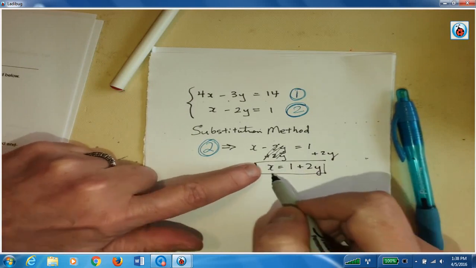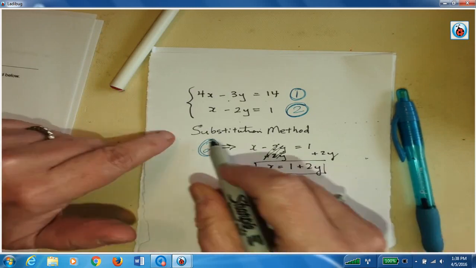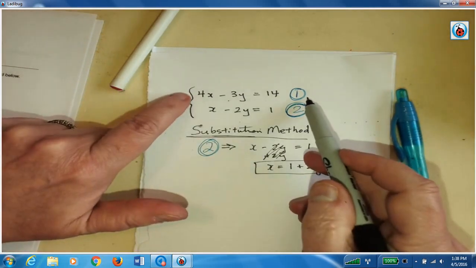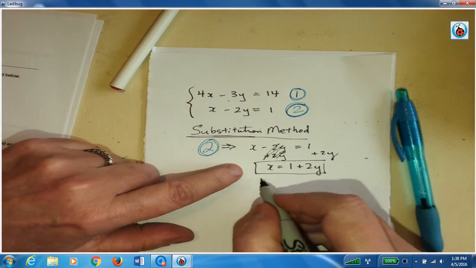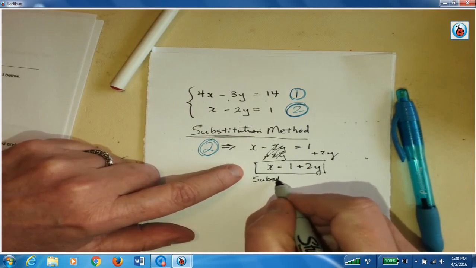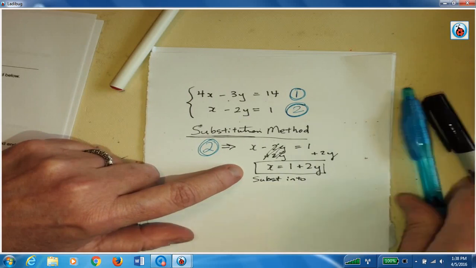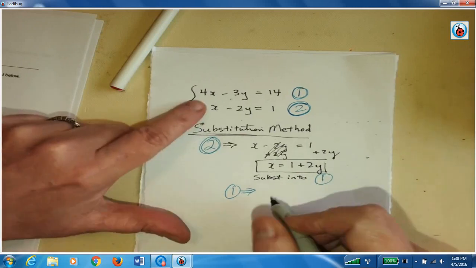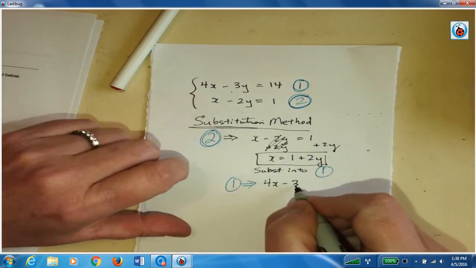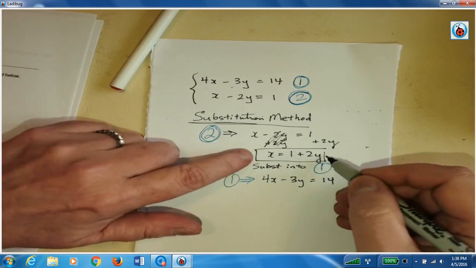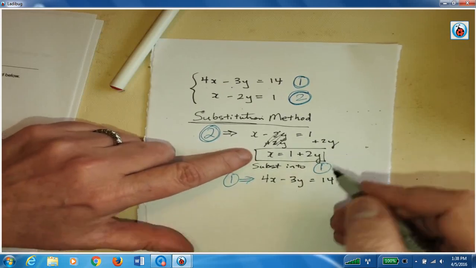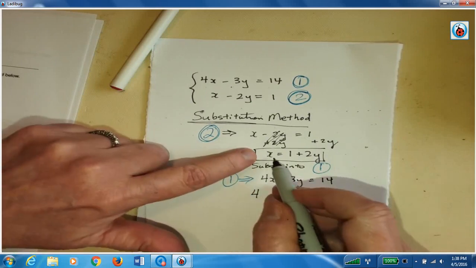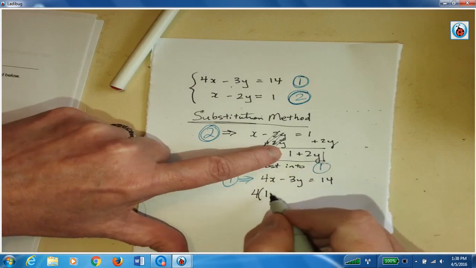And what I'm going to do now is take this and substitute it into the equation that I didn't use. The equation I didn't use was number 1. So I'm going to substitute into equation 1. Equation 1, I'll rewrite it down here, was this. And now I'm going to use what I have in the box and substitute that. So in the box, I'm going to have 4 times x. But according to this box, x is equal to 1 plus 2y.